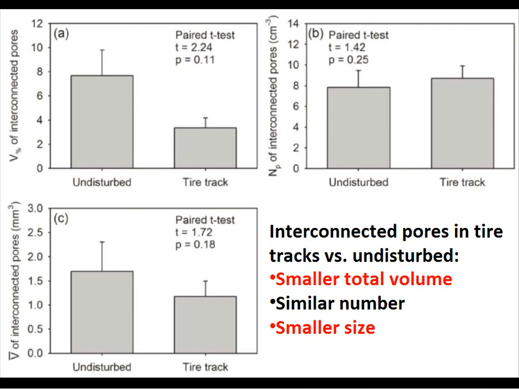Where we did see the difference was in the interconnected pores. So these are bugs that have short interconnecting channels. In this case, we saw that there was a smaller total volume of the interconnected pores. They were similar in number, but they were smaller in size.